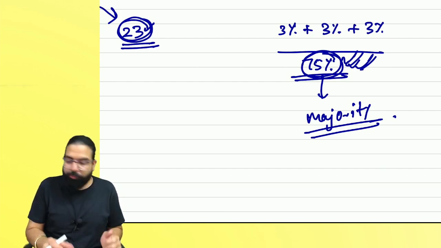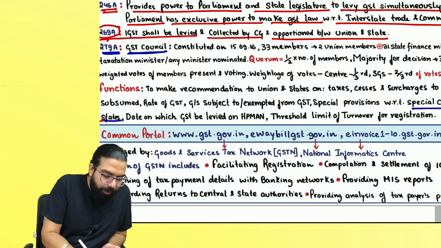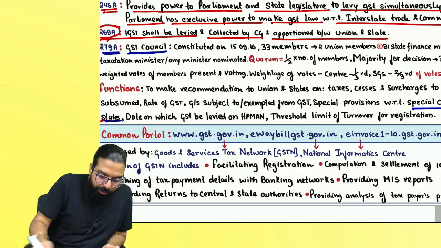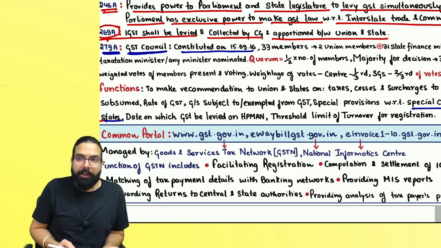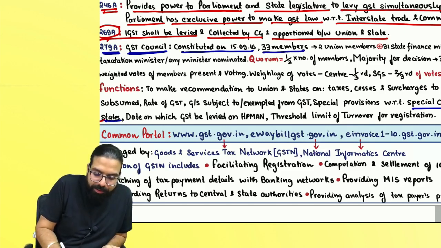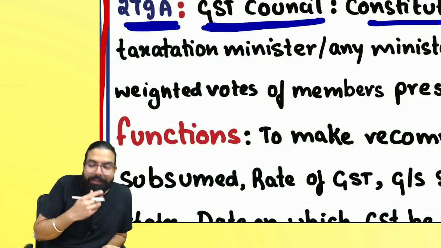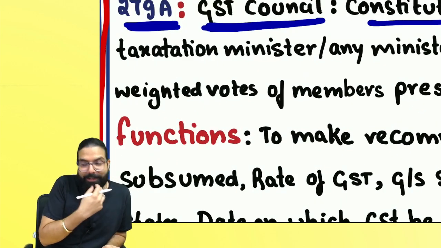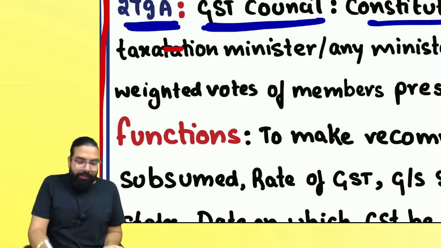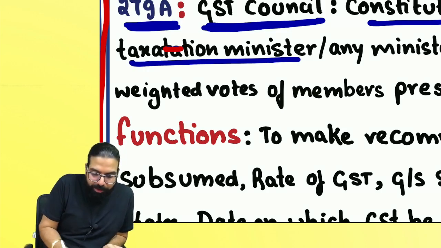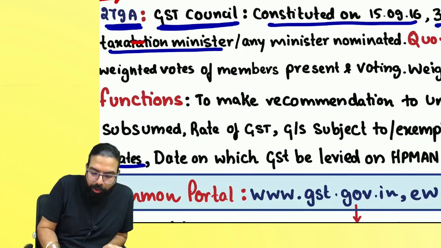Can I go ahead? Okay, everyone over here now. Then please come to the chart now. See, GST Council, it was constituted on what date, everyone? 15th September 2016, 33 members, 2 union members, 31 state finance ministers. Taxation, the spelling looks like taxation. Okay, taxation. Taxation minister or any minister nominated.